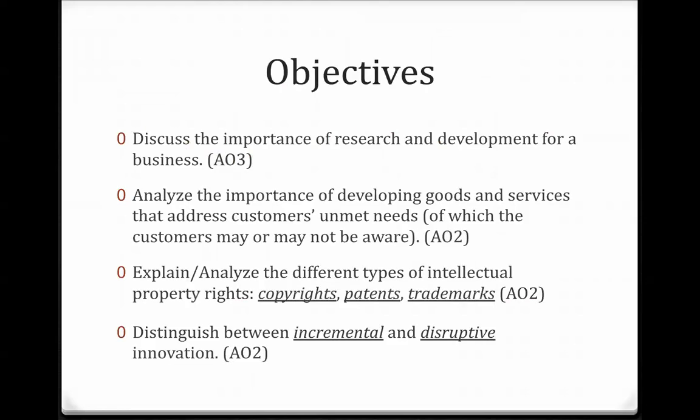All right, there are your objectives. You can read through those. By this point, you should be able to write an AO3 on R&D, why it's important. You should be able to discuss why it's important to develop goods and services that address customers' unmet needs. You should be able to discuss different types of intellectual property rights, knowing that they're intangible assets or non-current assets as well, and incremental versus disruptive innovation. Additionally, with that one, you want to know the difference between process and product innovation as well.